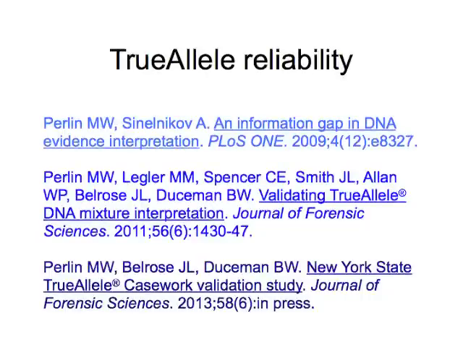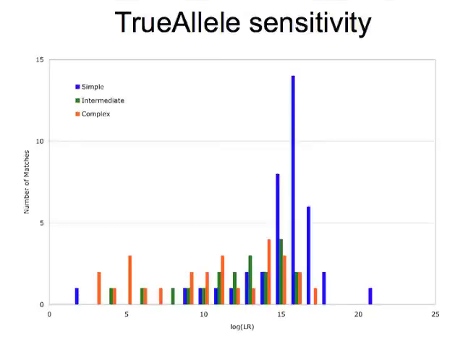TrueAllele is a reliable method, which we know because there are at least a dozen validation studies that have been done, and reports that have been written. There are 3 peer-reviewed papers so far. The most recent one, done with New York State, will be appearing in the Journal of Forensic Sciences next November. And let me briefly describe some of the results. Is the method sensitive? Does it detect perpetrators? Does it detect people who deposit their DNA?